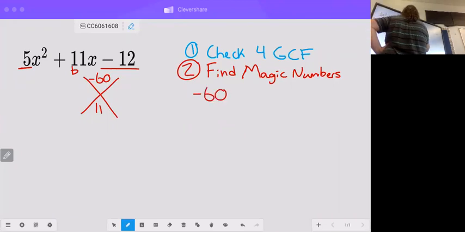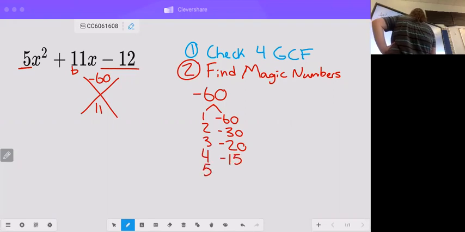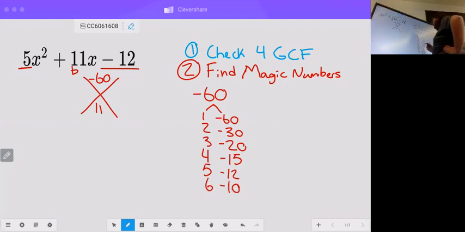So -60, that's 1 and -60, 2 and -30, 3 and -20. And if you can't do these in your head, that's okay, but you've just got to list them out. You can use your calculator. 4 and -15, 5 and -12 is a pair, 6 and -10. 7 is not going to work. It's going to give you a decimal, so you can't do that one.